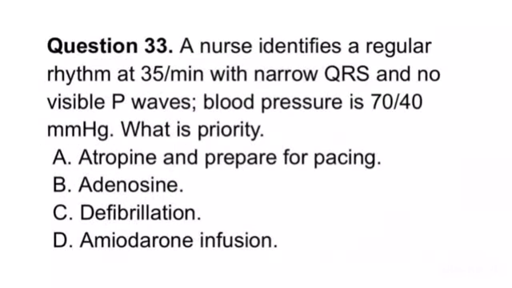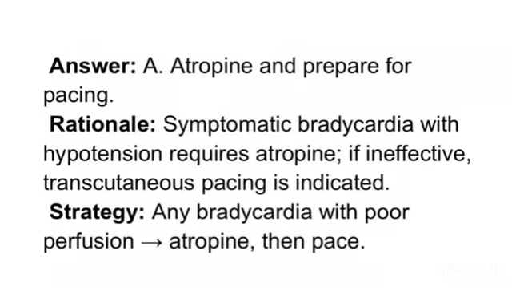Question 33. A nurse identifies a regular rhythm at 35 per minute with narrow QRS and no visible P waves. Blood pressure is 70/40 mmHg. What is priority? A. Atropine and prepare for pacing. B. Adenosine. C. Defibrillation. D. Amiodarone infusion. Answer: A. Atropine and prepare for pacing. Rationale: symptomatic bradycardia with hypotension requires atropine. If ineffective, transcutaneous pacing is indicated. Strategy: any bradycardia with poor perfusion, atropine, then pace.